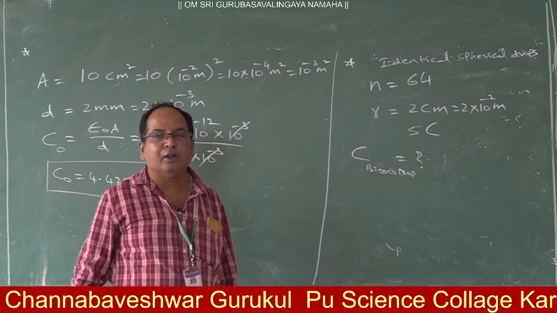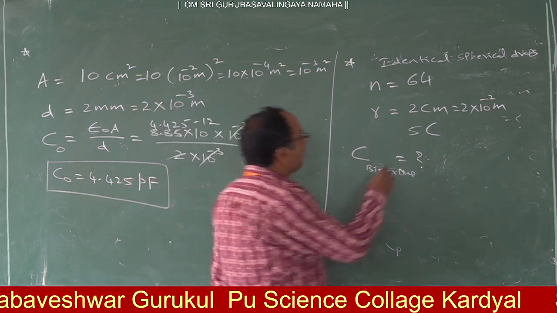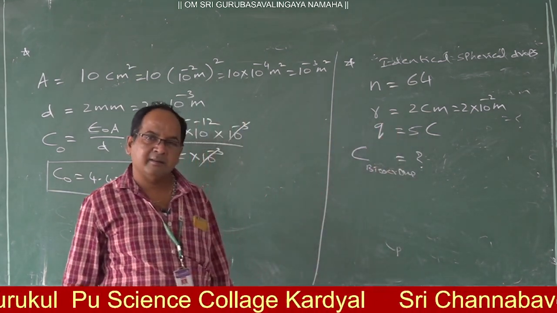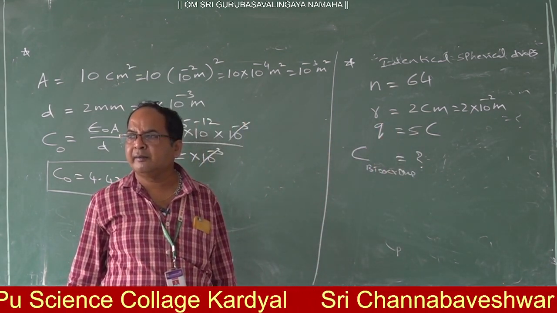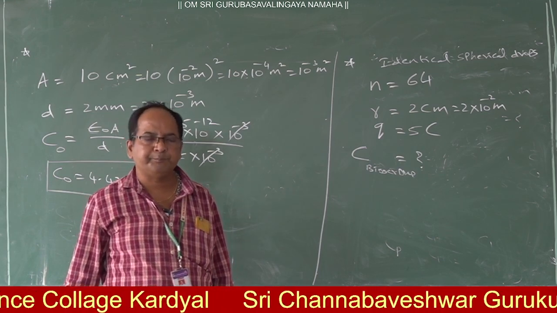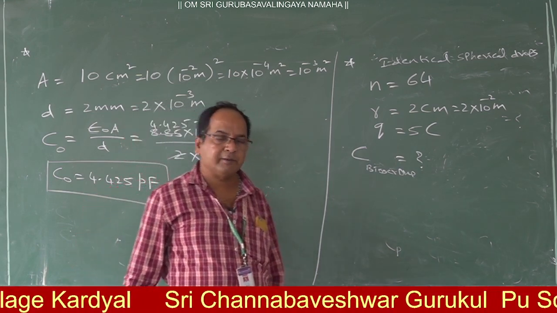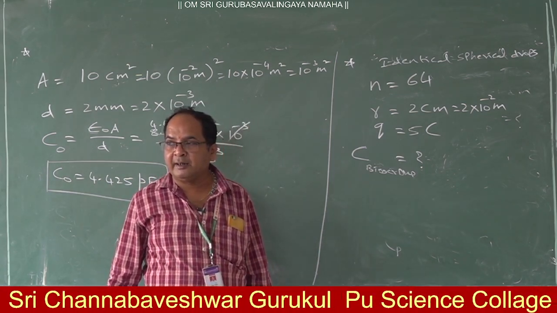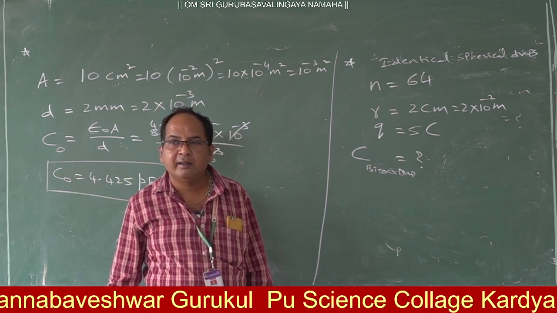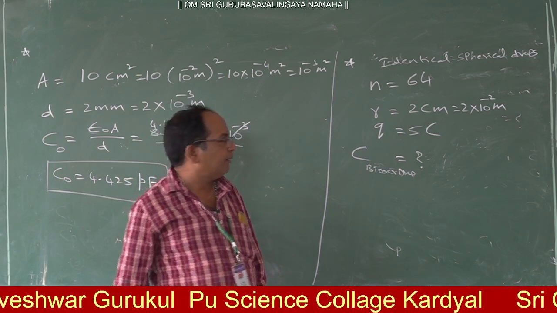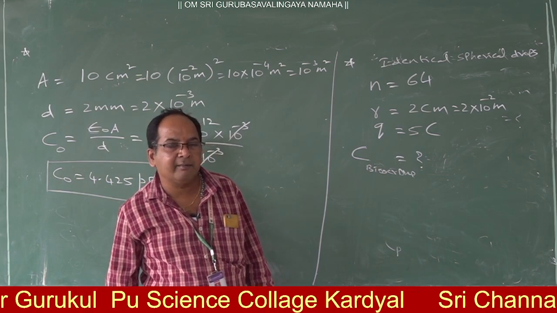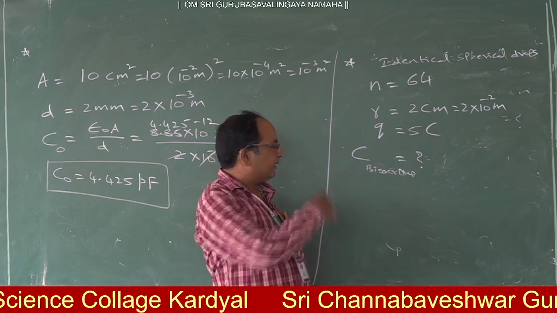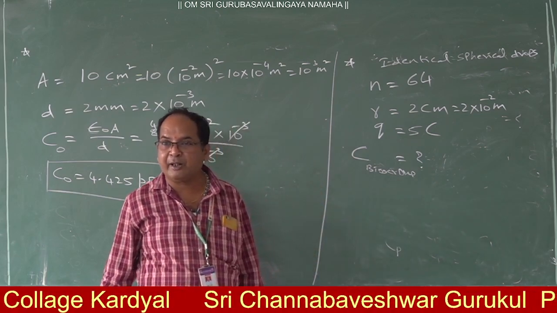What is 5 coulomb? Small q or capital Q? Okay, afterwards we may discuss. So, here small r is the radius of the small drop, and small q is the charge of the small drop. The capacitance of the big drop is required.